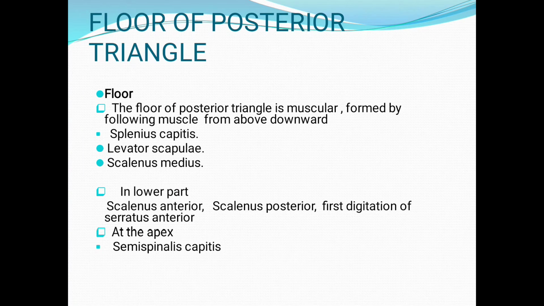Now coming to the floor of the posterior triangle. Suppose I am sitting in a room and I have to look at the floor from the top. Then what will I do? I will remove the roof and then I will enter the room. And suppose there is a carpet placed on the floor, then I will have to remove that carpet to look at the floor. Suppose a square shaped room has no door, and you have to come from the top, that means you have to come from the roof side into the room.